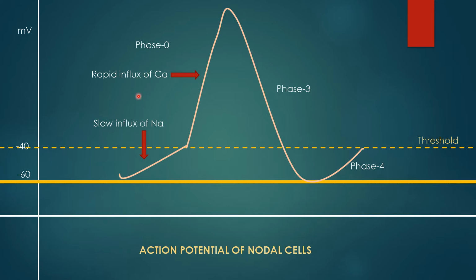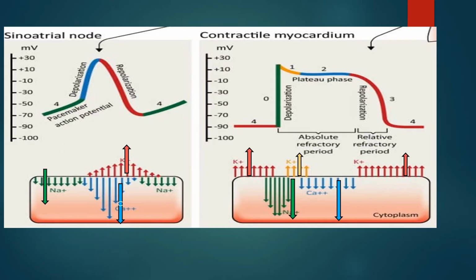Remember, this is the question that is always asked. At the nodal cell, the depolarization is because of calcium, and at the myocardial cell, it is because of sodium. The repolarization is again because of potassium, and this is the wave that we get. If we see the graph side by side, these are the differences that you will see. This is at the nodal cell and this is at the contractile myocardium. You can very well appreciate it.